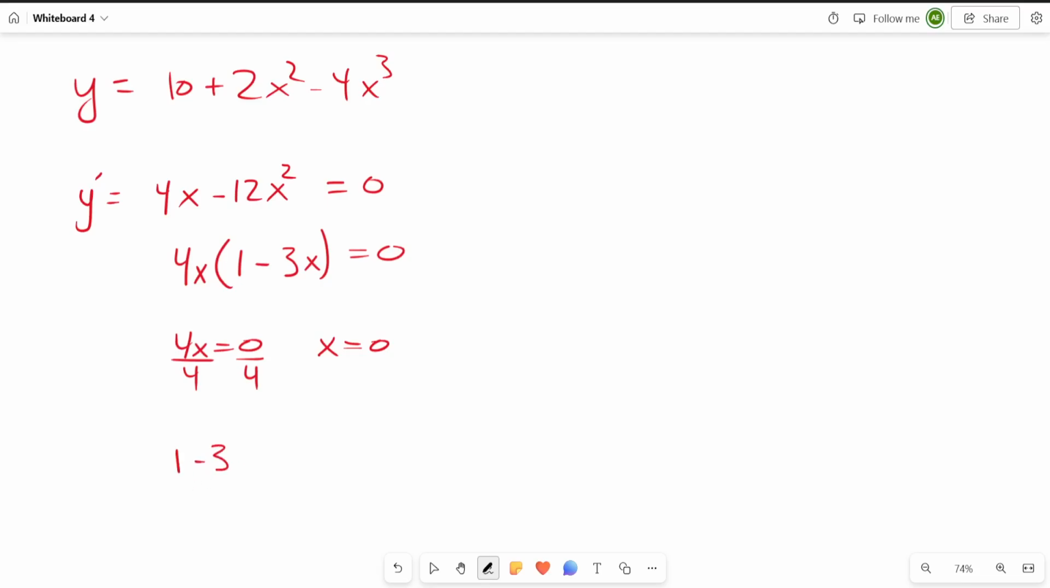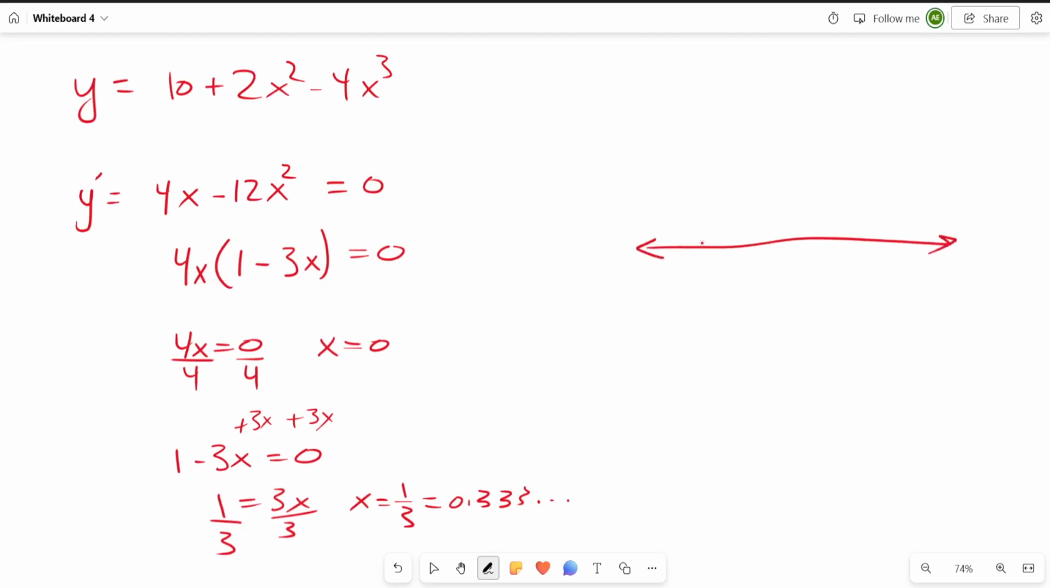And my second critical point is when 1 minus 3x equals 0. So I will add 3x to both sides. So 1 equals 3x, divide by 3, so x equals 1 over 3. That is the second turning point, or 0.333. Okay, so let's draw our number line and put those two values. So we know that we have a turning point at x equals 0, and we have a turning point at x equals 0.333. So let's check on each interval.